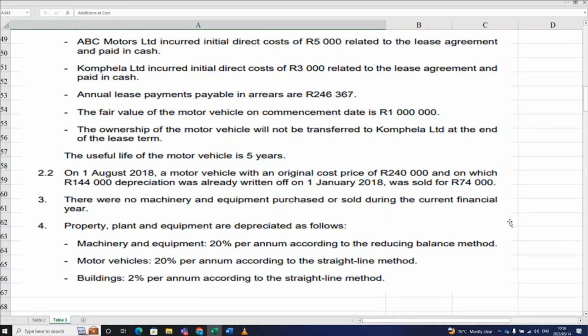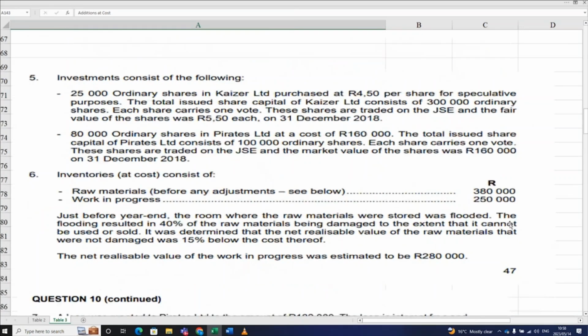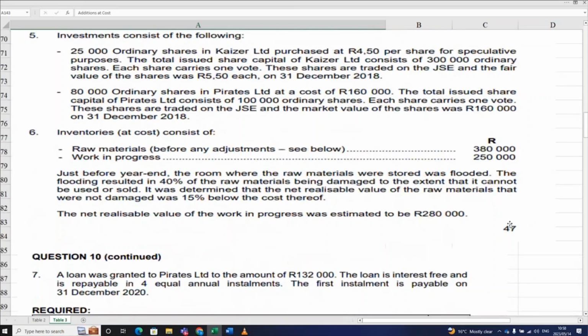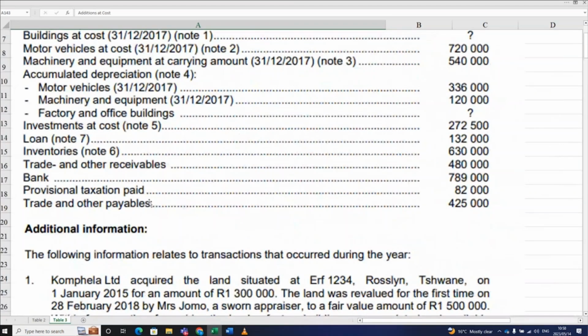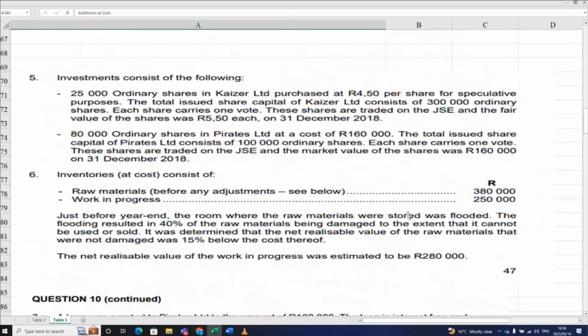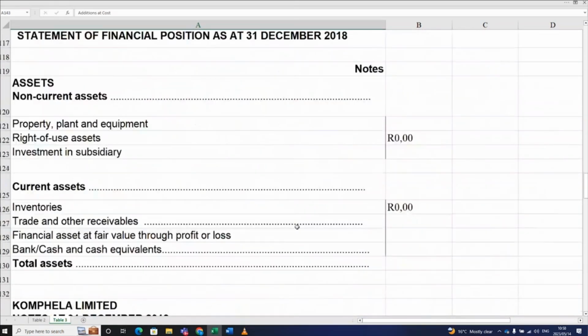Okay, so here in this question, I can already get going with, for example, trade and other receivables. I know that trade and other receivables has no note to it. There was nothing mentioned here at the bottom. I can take it straight to my statement of financial position over here. Okay, so trade and other receivables, 480,000. Good to go.